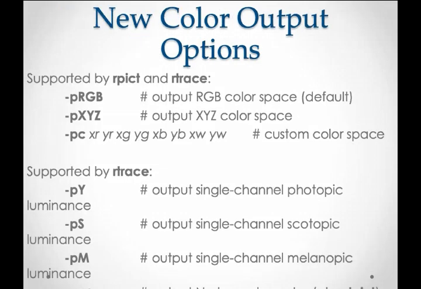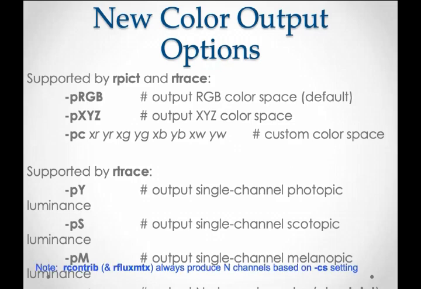And then there are color output options that specify what you get out. For rpict and rtrace, you can do -pRGB or XYZ or -pc, as I mentioned. You can specify photopic or melanopic luminance. I don't know if anything went off the bottom of that slide.